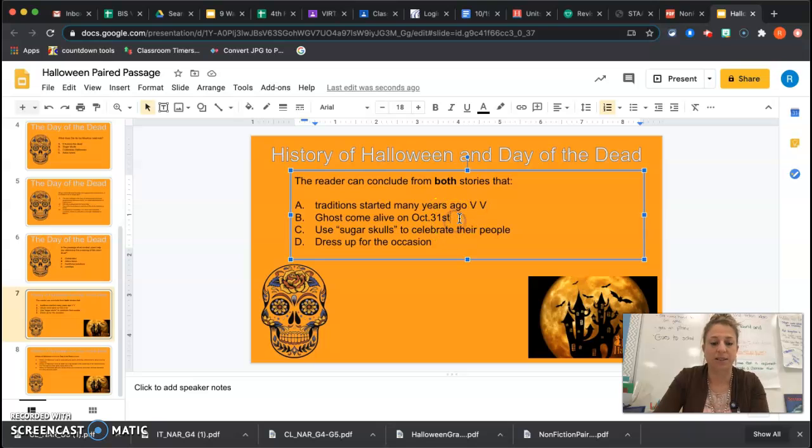So let's go to the second one. In the first story, do ghosts come alive on October 31st? Yeah, that's what they believe. So I'm going to put a check mark. In the second story, did the ghost come alive? No, because in the second story, it said they celebrated their life, not that they came back to life. So I would put an X there. Since there's an X there, that cannot be my answer because it does not go with both stories.